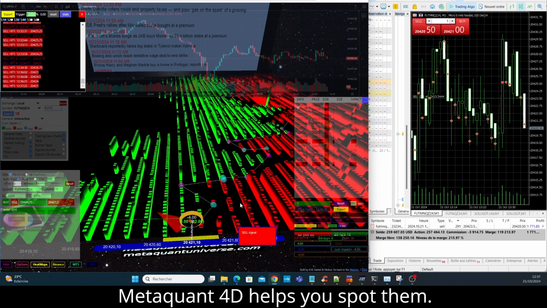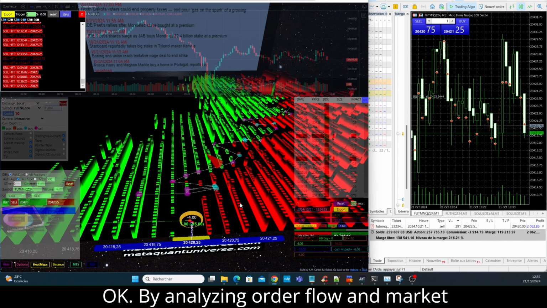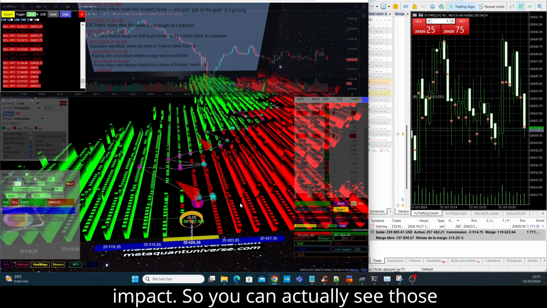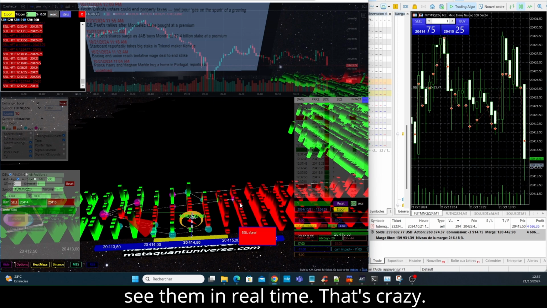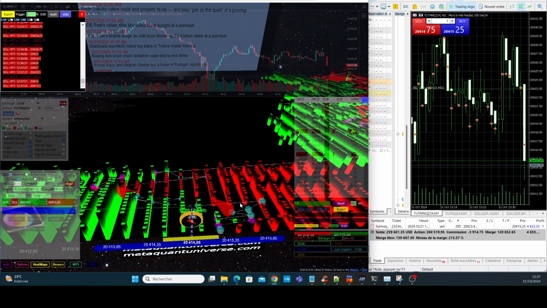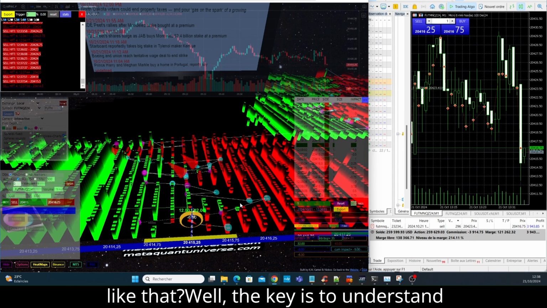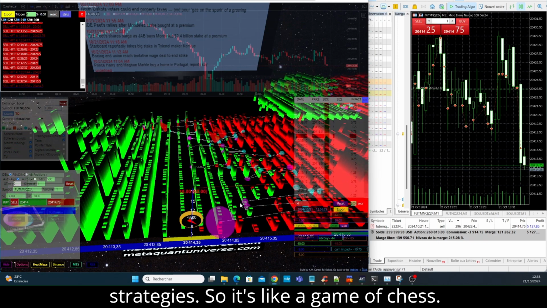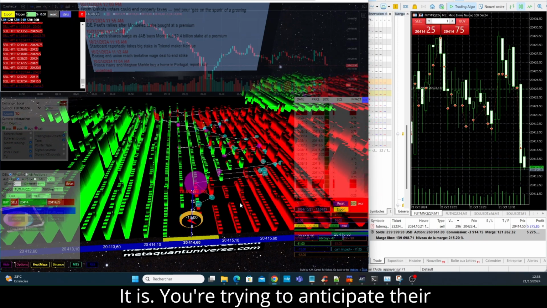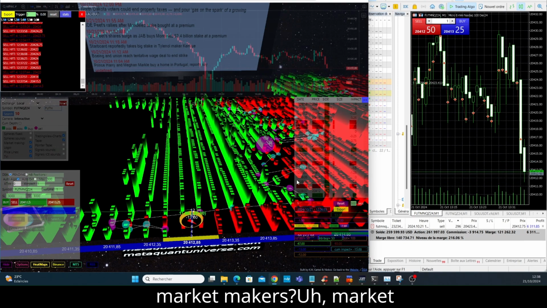And MetaQuant 4D helps you spot them by analyzing order flow and market impact. So you can actually see those big orders hitting the market. You can see them in real time. That's crazy. But how can we compete with something like that? Well, the key is to understand their behavior and adapt our strategies. So it's like a game of chess. It is. You're trying to anticipate their next move. Exactly. What about market makers?